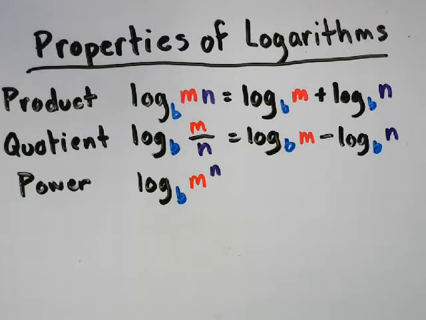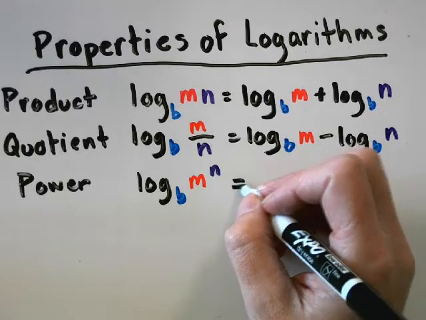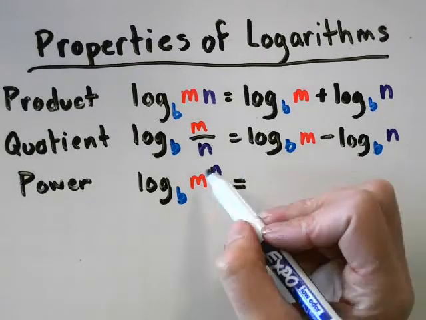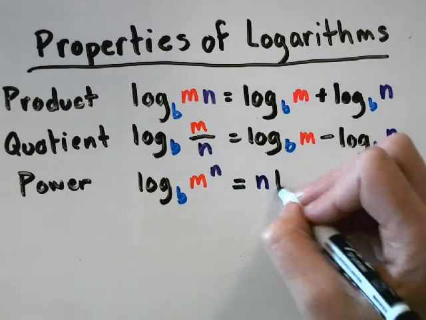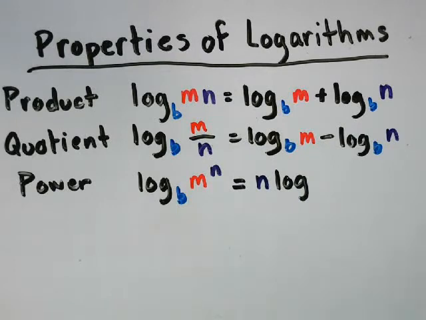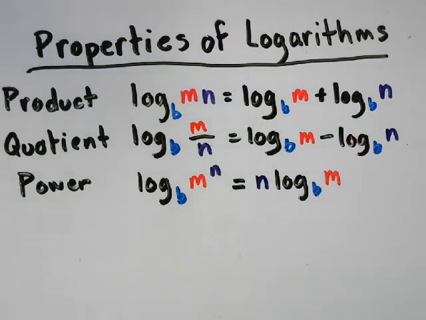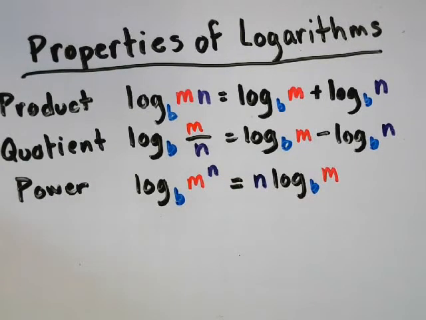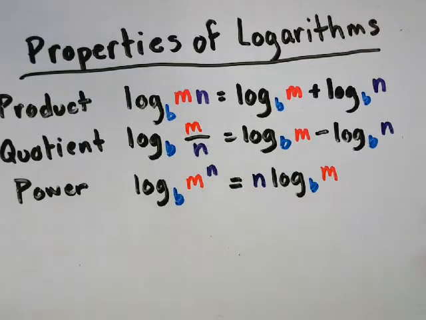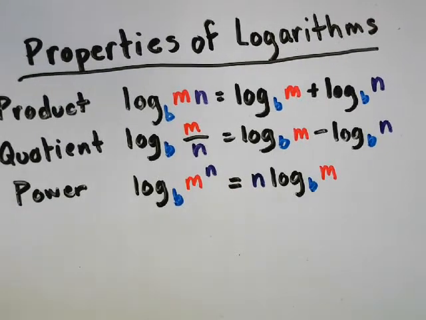If I have log base b of m raised to the nth power, the n is going to come out front and become the product. So it's going to be n times the log base b of m. And this is a really, really convenient or functional rule. We're going to be using the power rule a lot to deal with exponential functions. If we want to get the n from being an exponent, we can use logarithms to do that.